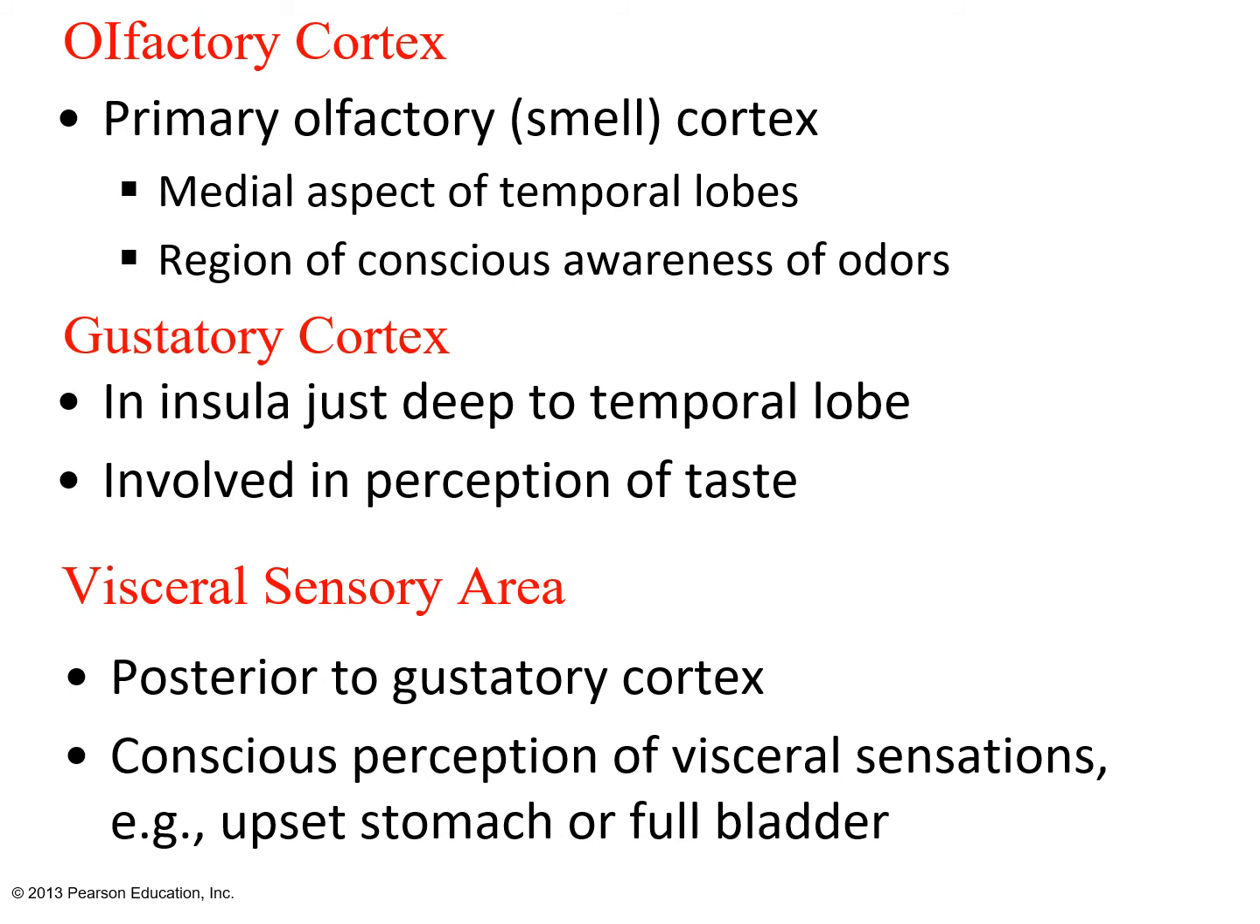The olfactory cortex is at the medial portion of the temporal lobes, and this is the region where we have awareness of odors. The gustatory cortex is in the insula. It's just deep to the temporal lobe, and this is, again, involved in perception of taste. The visceral sensory area is posterior to the gustatory cortex, and again, this gives the perceptions of visceral sensations, so upset stomach, full bladder, the stretch of our lungs. These are things that the visceral sensory area allows us to perceive.